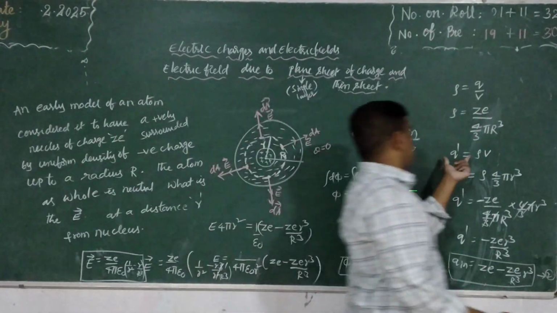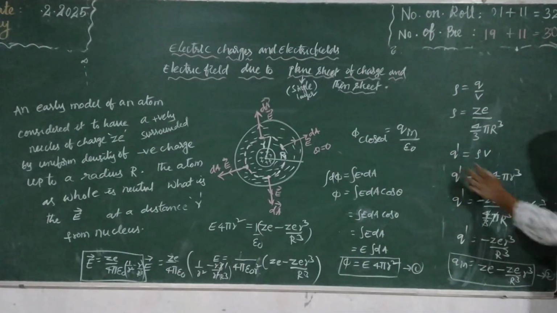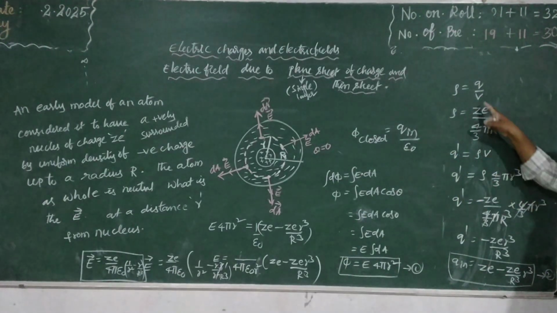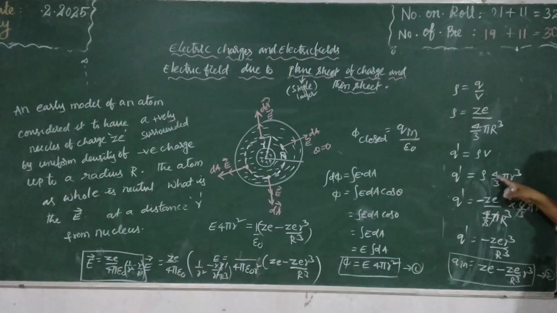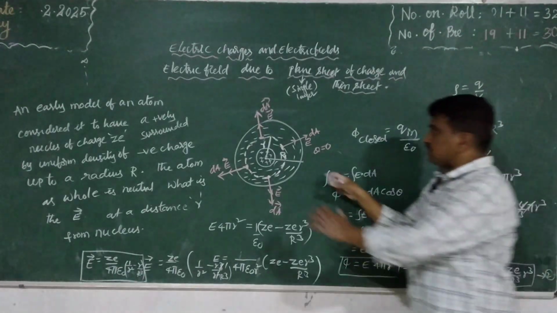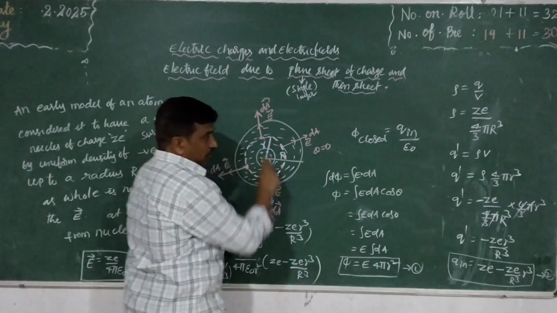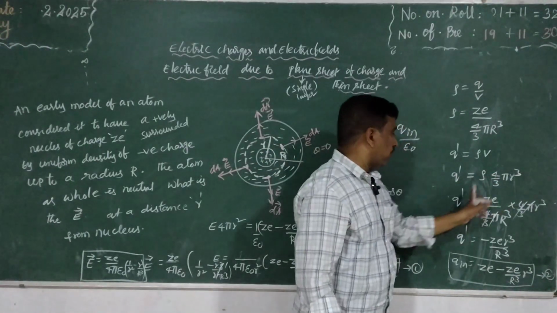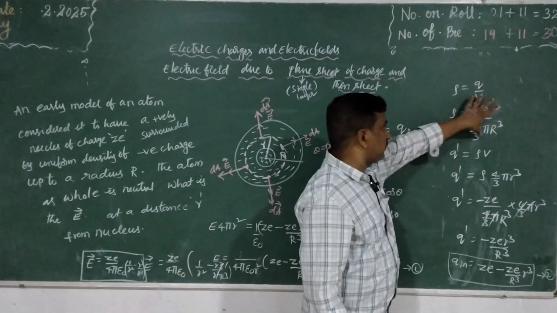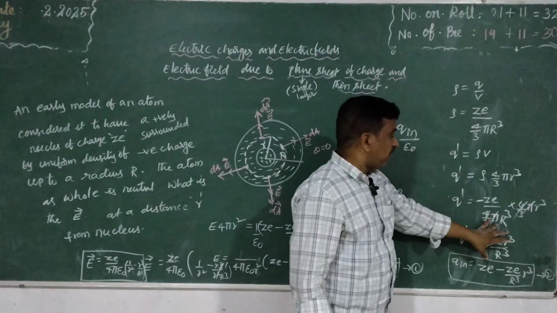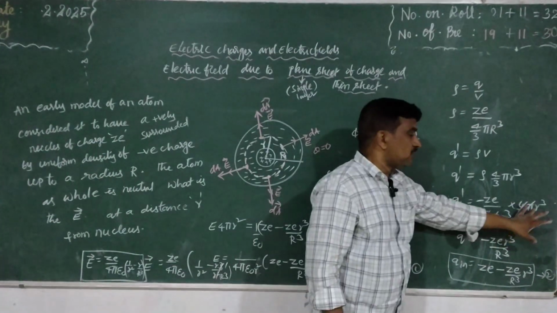That is all we want here. For that we can take q dash. Q dash means rho times v. So here, rho into v. V means 4 by 3 pi r cube, because this Gaussian surface has a small radius r. So q dash equals rho, which is Ze by 4 by 3 pi capital R cube, into 4 by 3 pi small r cube.